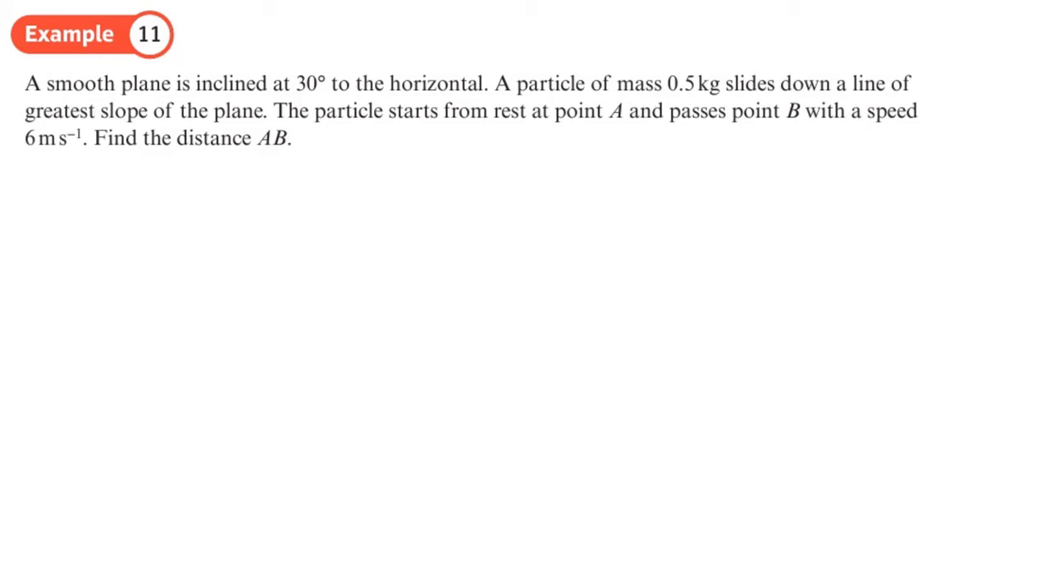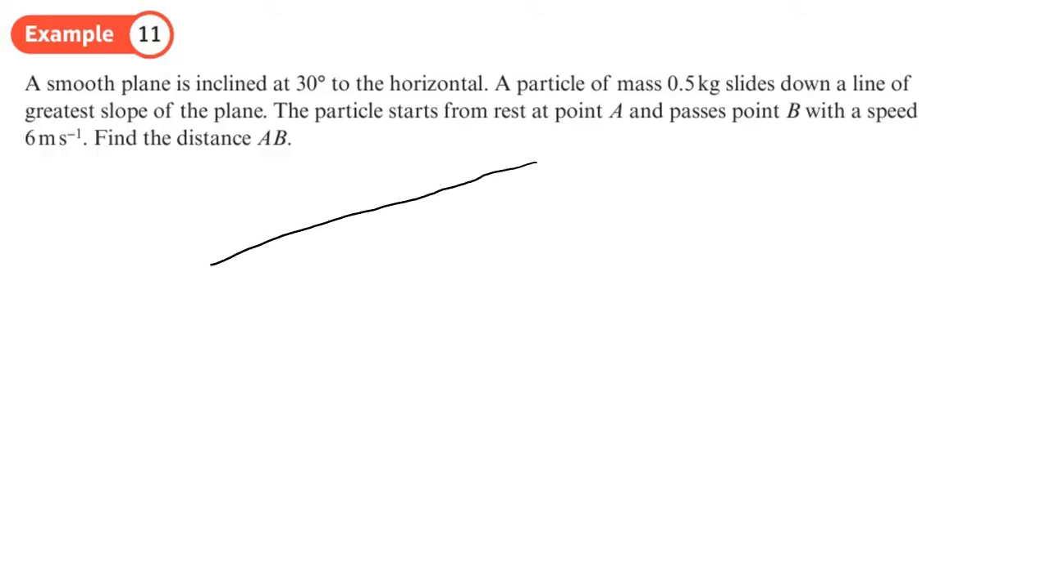Okay, a smooth plane is inclined at 30 degrees to the horizontal. A mass of 0.5 kg slides down a line of greatest slope of the plane. The particle starts from rest at point A and passes point B with speed 6 meters per second. Find the distance AB. Right, so let's draw a diagram.